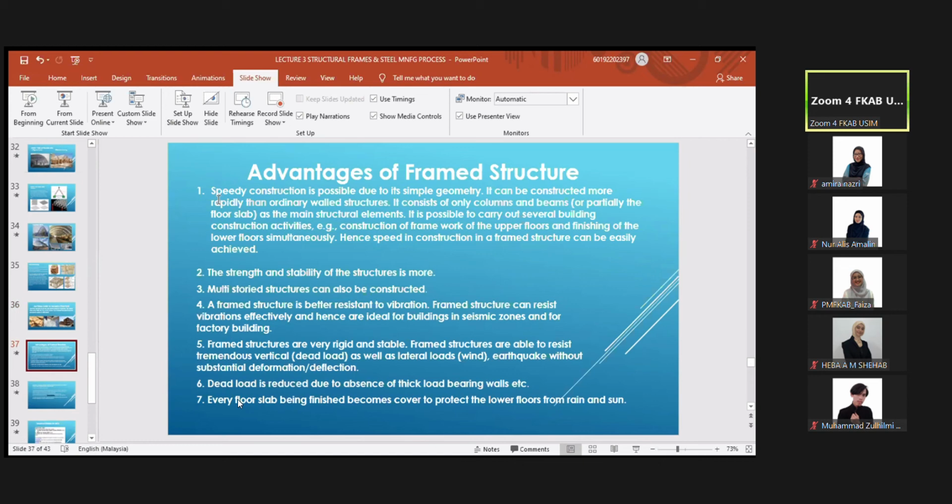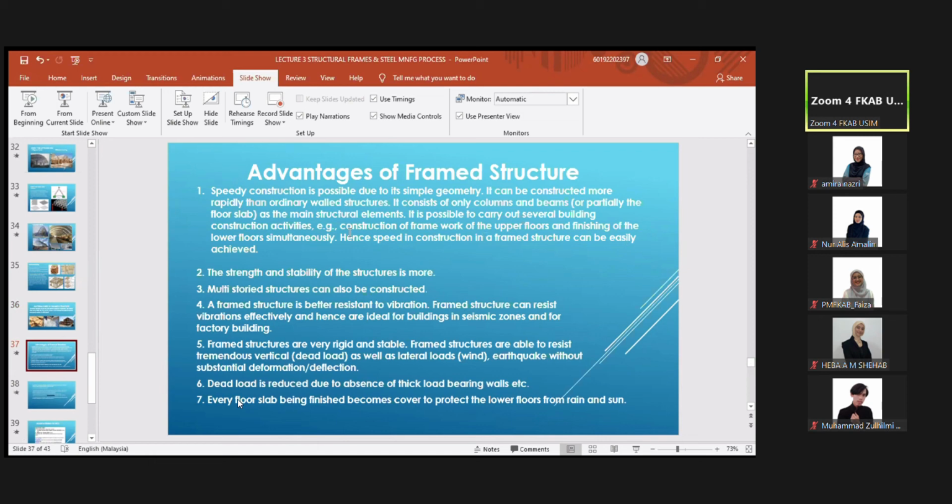So, of course, in 3D construction, it's possible to do simple geometry. It can be constructed more rapidly than ordinary wall structures. It consists of only column and beam, that's the main structure, or possibly floor slab to tie all the beam and column together if you have a multi-story building or more than one story building. As the main structure element, it's possible to carry out several building construction activities, the construction of framework of the upper floor and finishing on the lower floor simultaneously. Hence, speed in construction of a frame structure can be easily achieved.